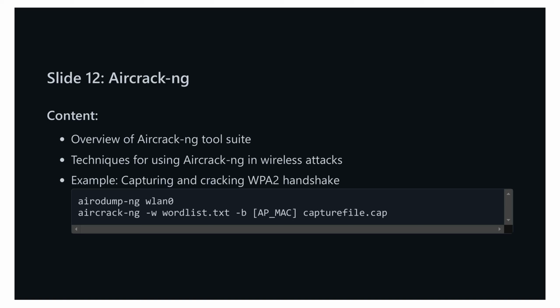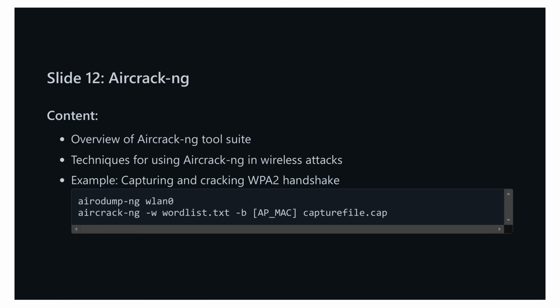Here, on slide 12, we're looking at Aircrack-NG. Aircrack-NG is a comprehensive suite of tools designed to assess the security of wireless networks. It is highly versatile and includes utilities for monitoring, attacking, testing, and cracking Wi-Fi networks. First, let's go over some techniques for using Aircrack-NG in wireless attacks. The suite comprises several command line tools, but for today's discussion, we'll focus on two of them: Airodump-NG and Aircrack-NG. Airodump-NG is used for packet capturing, which involves listening to and capturing data packets from Wi-Fi networks.